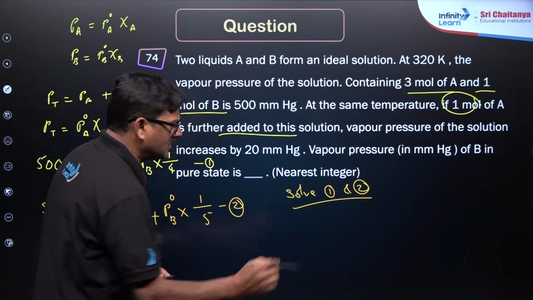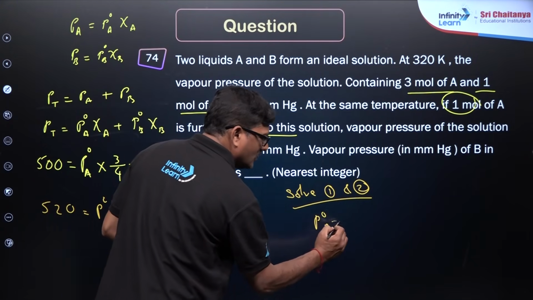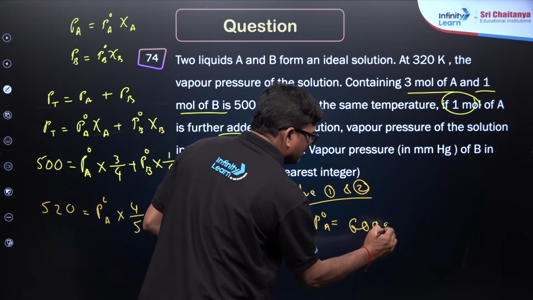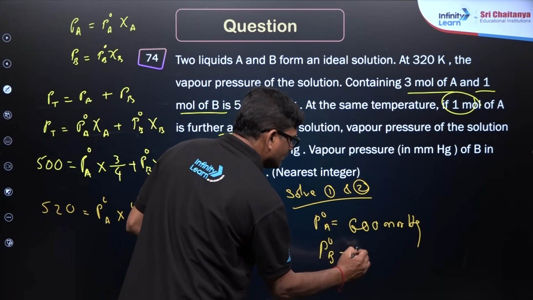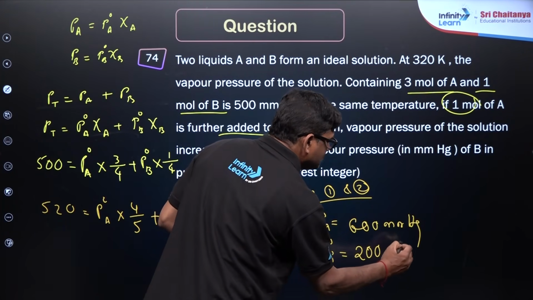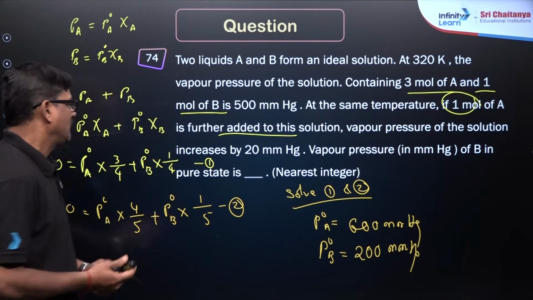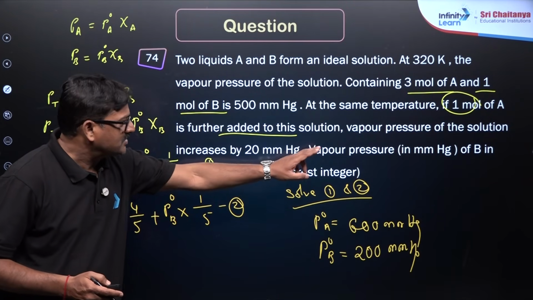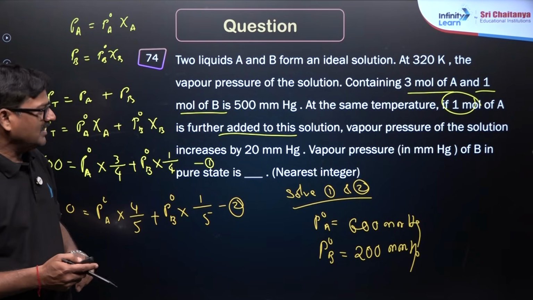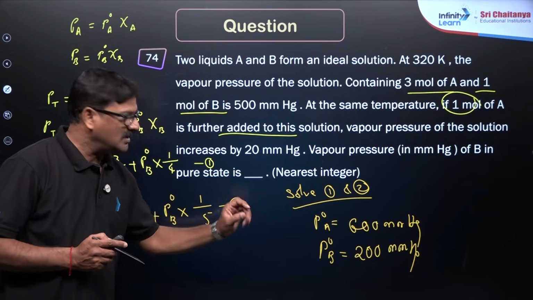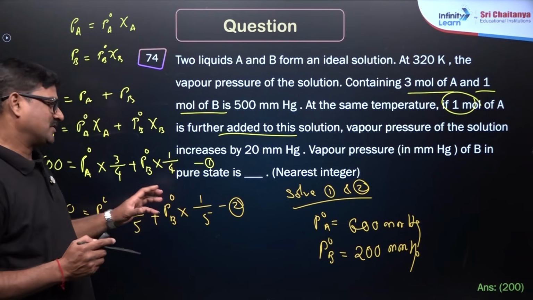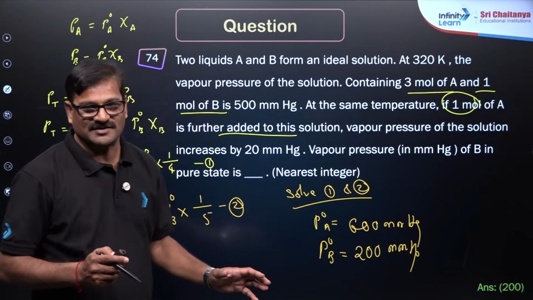You are going to get P naught A as 600 mmHg and P naught B as 200 mmHg. Now you see the question, the vapor pressure of B in the pure state. I am getting 200 mmHg. The option is going to be 200 for this question.